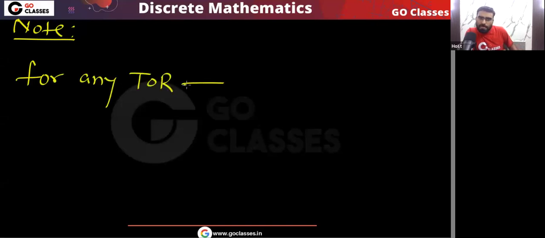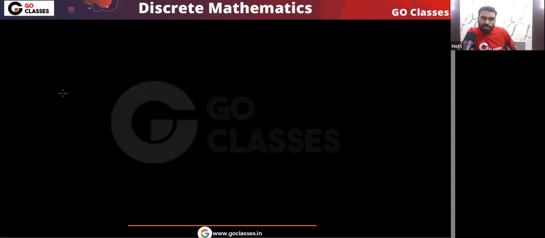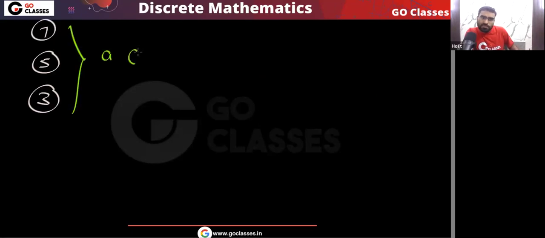Is this clear? Now, one thing that I want to tell you: remember, for every total order relation, the hash diagram will be a chain. Is this clear? For any total order relation, the hash diagram will be a chain. A connected straight line chain. Tell me, if I do this 3, 5, 7, is this a chain?